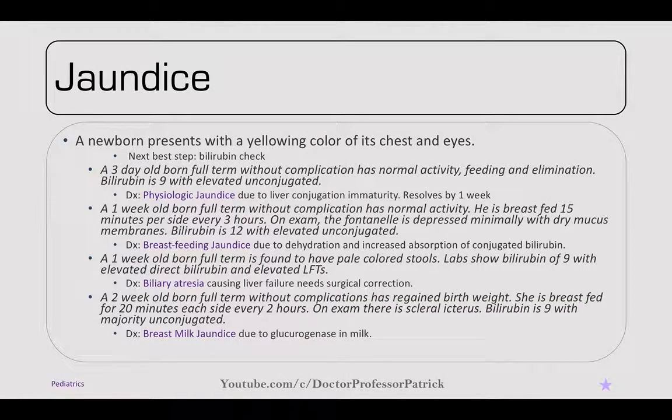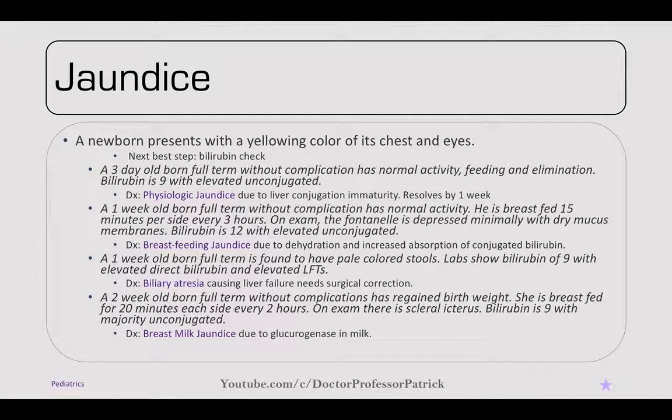So the child with jaundice. So we've got a newborn presenting with a yellow color of its chest and eyes. The next best step is to do a bilirubin check to know exactly what the levels are. Say this was a 3-day-old born full term without complications, has normal activity, feeding, and elimination. Bilirubin is 9 with an elevated unconjugated bilirubin. The diagnosis would be physiologic jaundice. This is due to liver conjugation immaturity, and it usually resolves by 1 week.